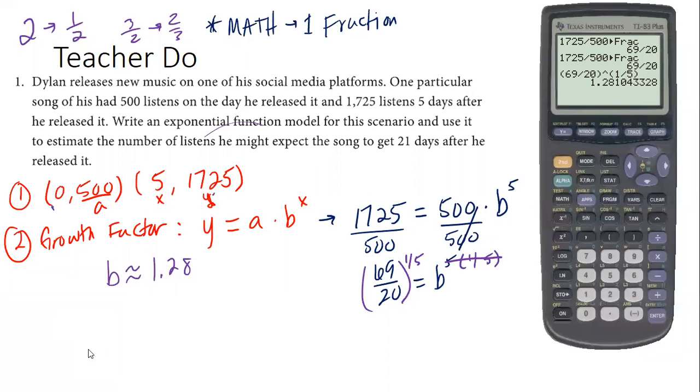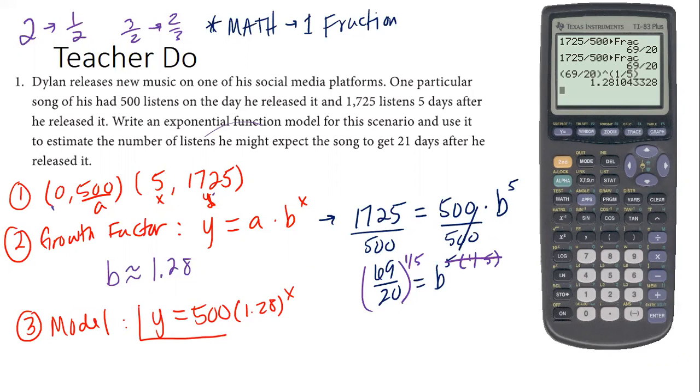Okay, and then step 3 is to write our model. To write your model, you just need your A and your B. Do we have our A and our B? Yes, so what is our model? 500 times 1.28 to the x. So that's our model, right? Now can we answer the question? Then we solve the problem.